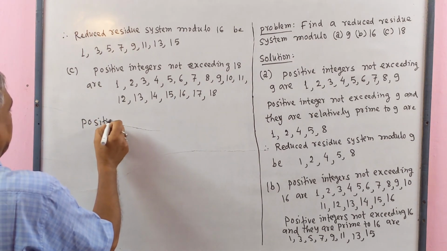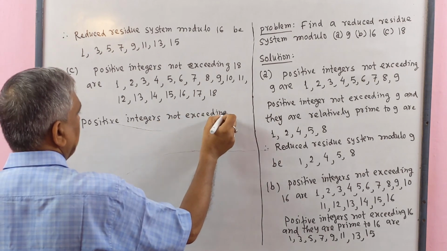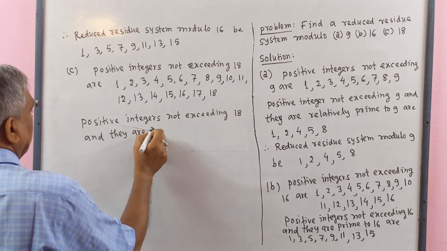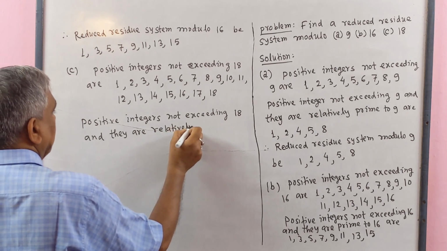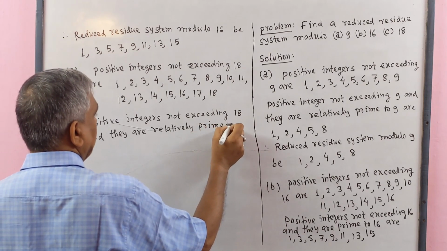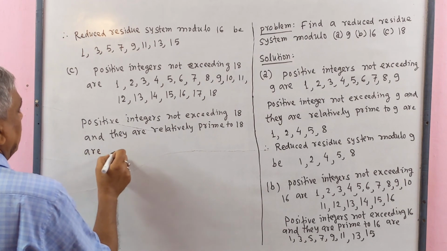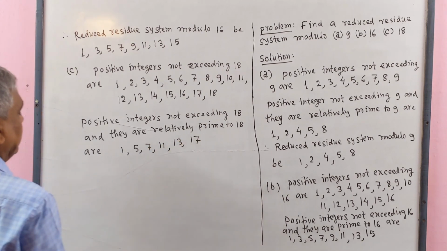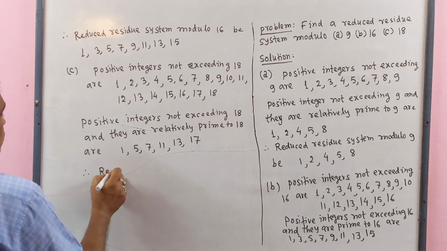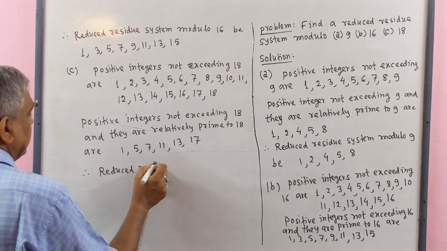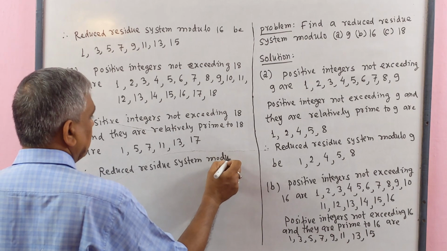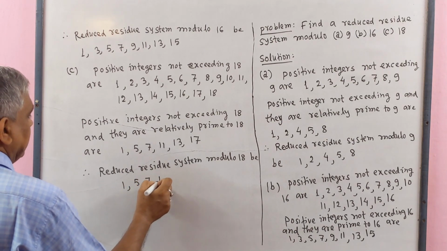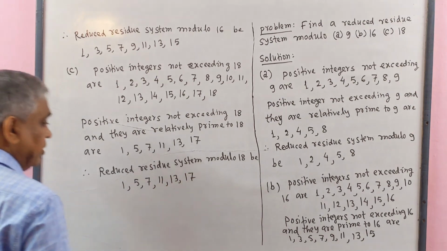Positive integers not exceeding 18 and they are relatively prime to 18 are 1, 5, 7, 11, 13, 17. Therefore, reduced residue system modulo 18 be 1, 5, 7, 11, 13, 17.